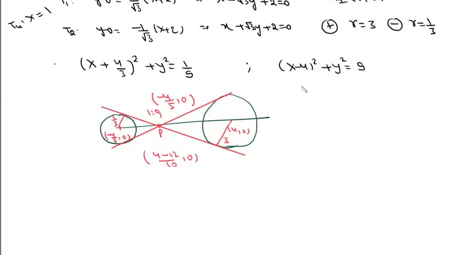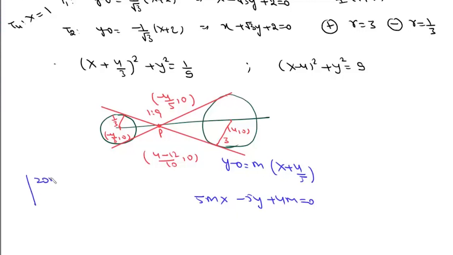Now we know that equation of this line can be expressed as y minus 0 equals m (x plus 4/5), or simply 5mx minus 5y plus 4m equals 0. Now perpendicular distance from center must be equal to its radius. So we'll get (20m plus 4m) upon 5 under root (1 plus m square), and it'll be equal to its radius, which is 3.